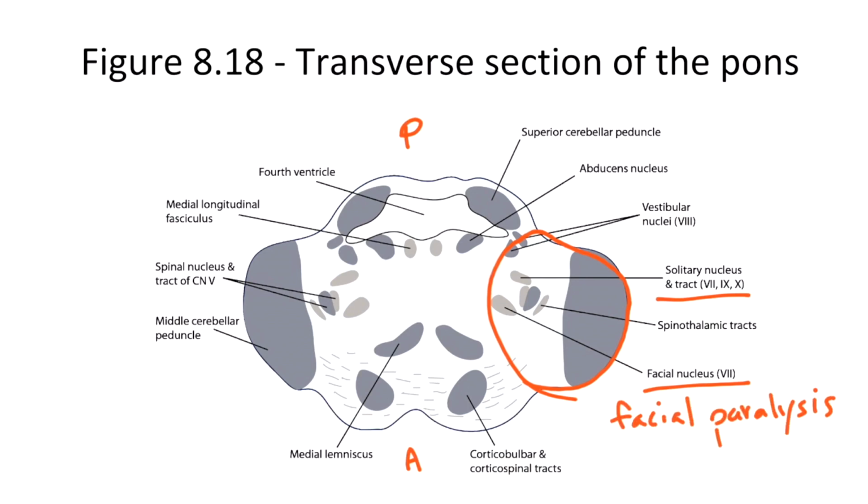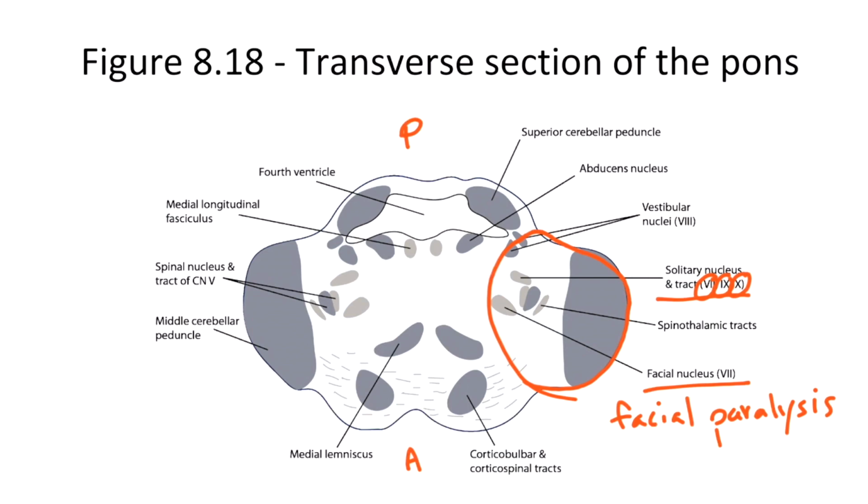Recall that the solitary nucleus contains sensory information from cranial nerves 7, 9, and 10. Knocking out the sensory aspect of the facial nerve would result in taste deficits from the ipsilateral anterior 2/3 of the tongue. Knocking out sensory aspects of cranial nerves 9 and 10 would result in more vague symptoms such as abnormalities associated with the monitoring of the baroreceptor and chemoreceptor reflexes.